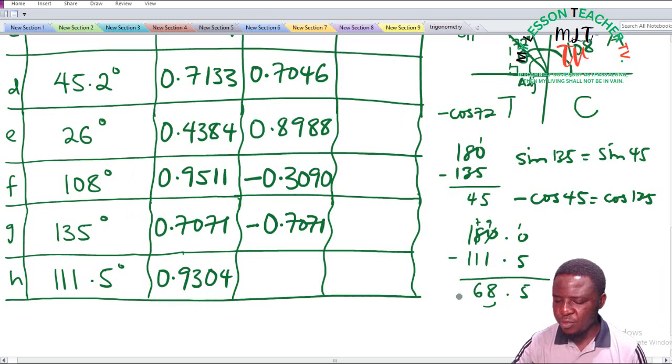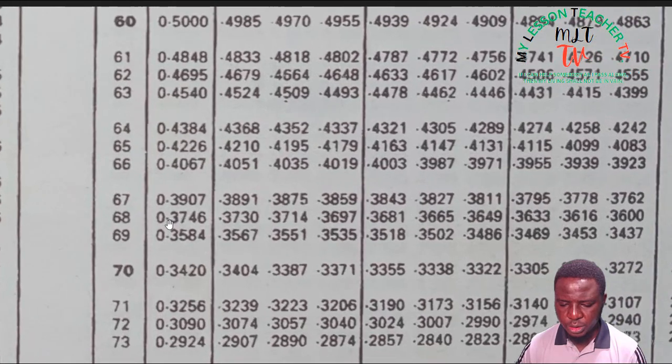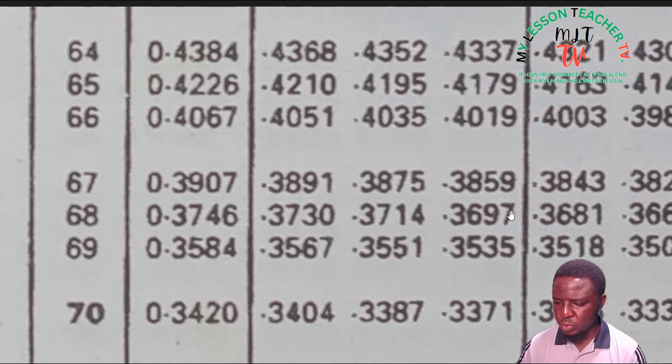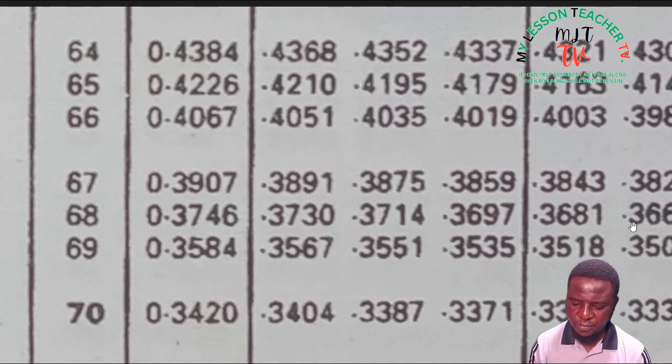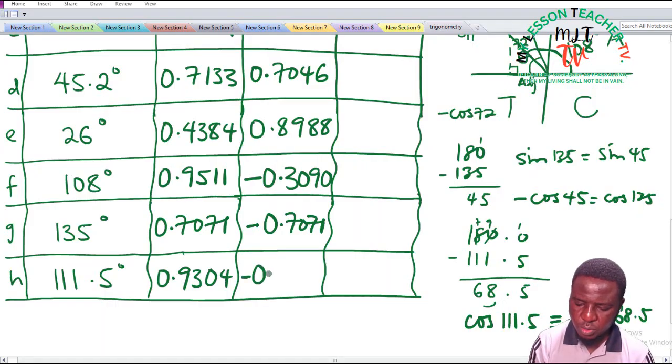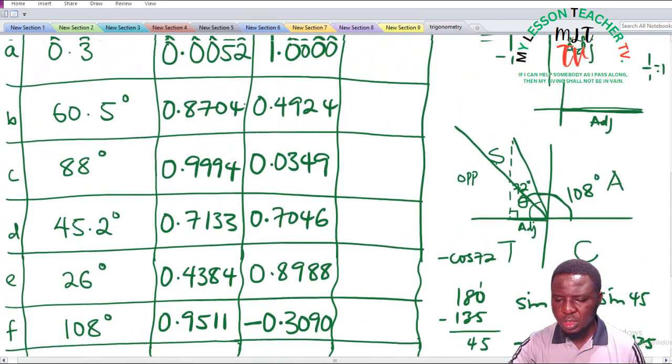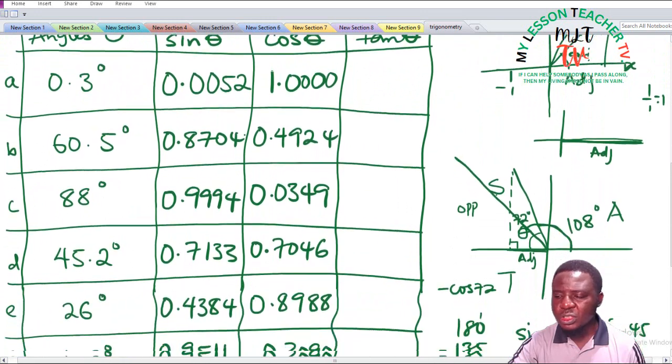And the last on the cosine column is cos 111.5. And we have established that 111.5 is equivalent to 68.5. So cos 111.5 is equivalent to minus cos 68.5. I shall then look for cos 68.5. Under 68, 0.5 is 0.3665, so we have minus 0.3665. So these are your values for cos theta.